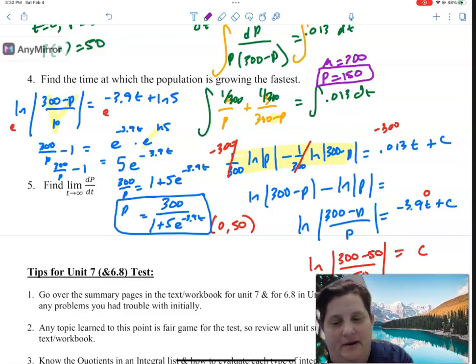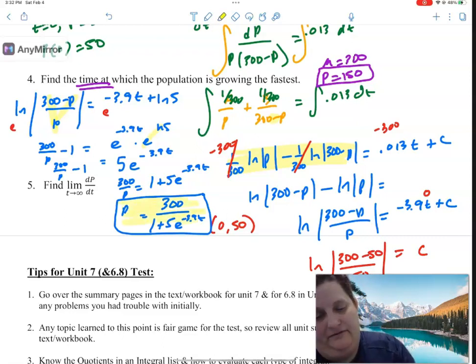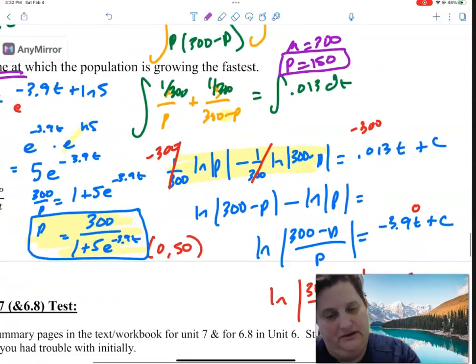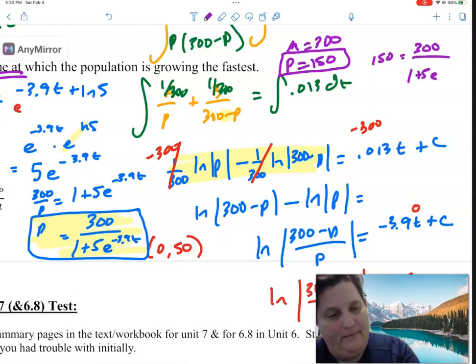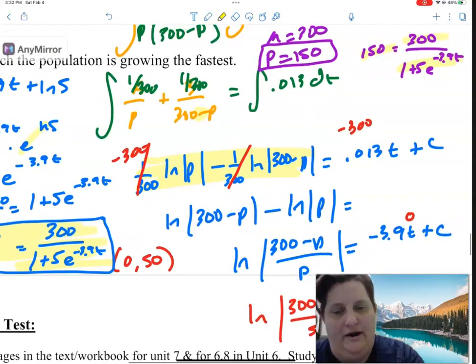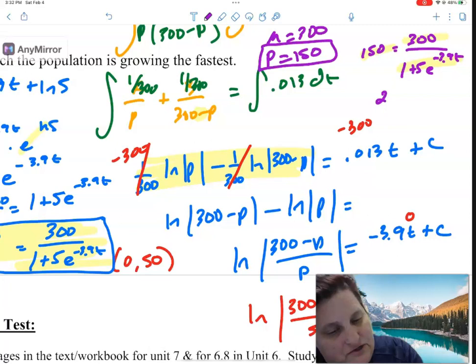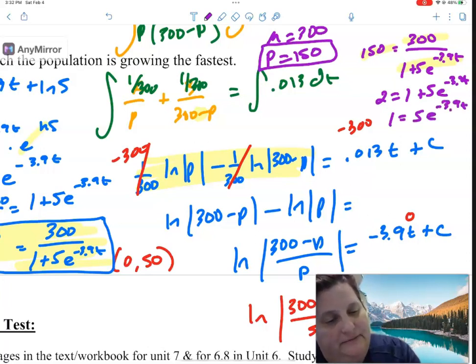But it doesn't ask me for what's the population. It says what time is the population 150. So I've got to use my new equation right here and plug in a 150. Okay? Now you guys, we've done this so many times. Look, 150 equals 300 over 1 plus 5e to the negative 3.9t. But we talked about that in order to get 150 from 300, that has to be 2. You can cross multiply or whatever, but basically 300 divided by 2 is 150. So 2 has to be what's on the bottom. So if I subtract that over, 1 has to be 5e to the negative 3.9t. So if I divide by 5, that's 1/5.